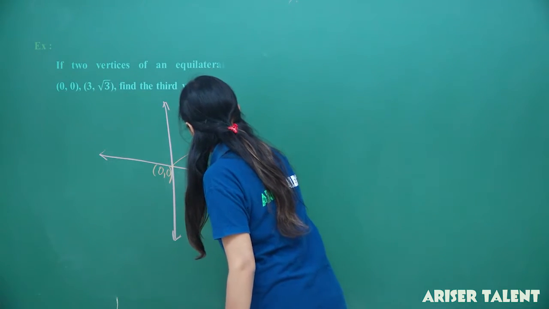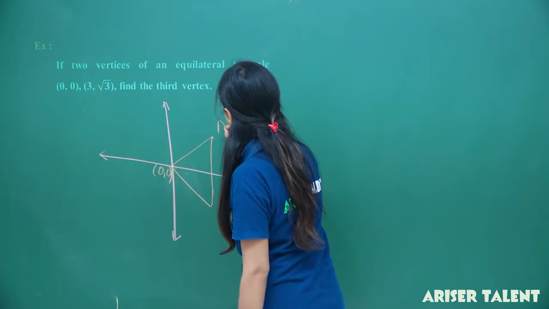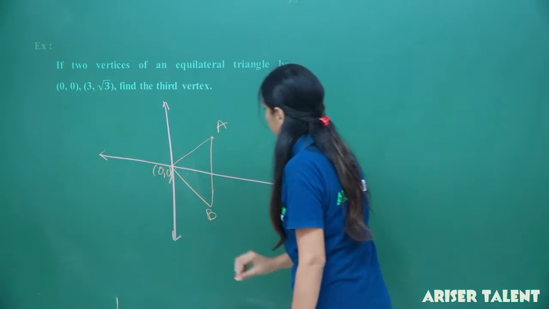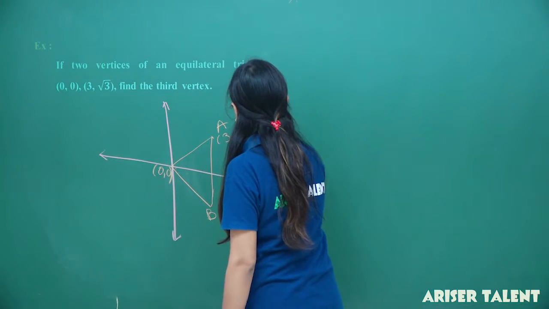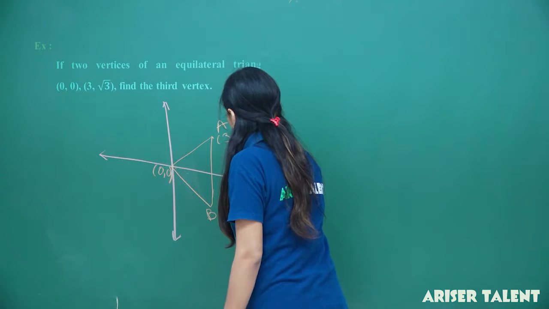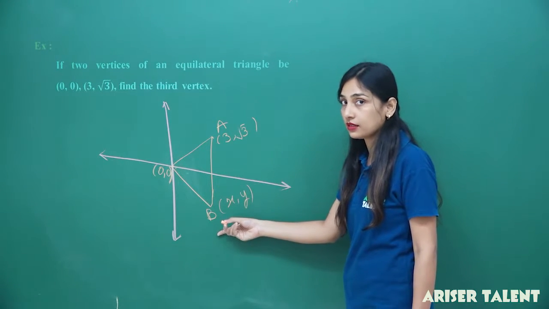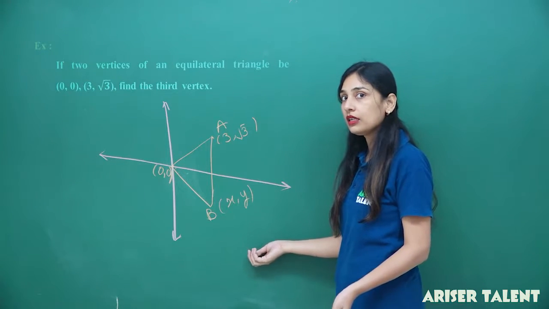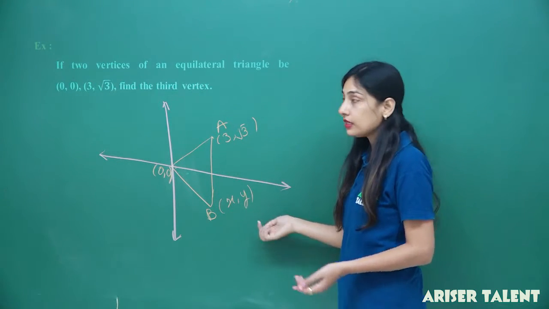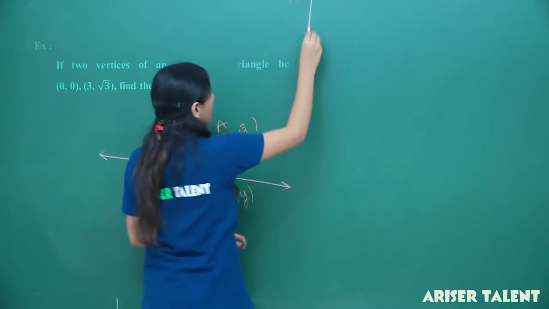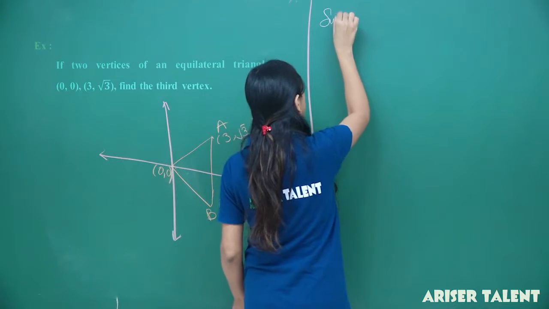Now, let this be the first point, this the second point and this the third point. The second given point is 3, root 3 and the third point B should be x, y. Why x, y? Because I have to find the third vertex. I assume that the abscissa is x and the ordinate is y. Now, can we just directly solve this question? Okay, solution here.